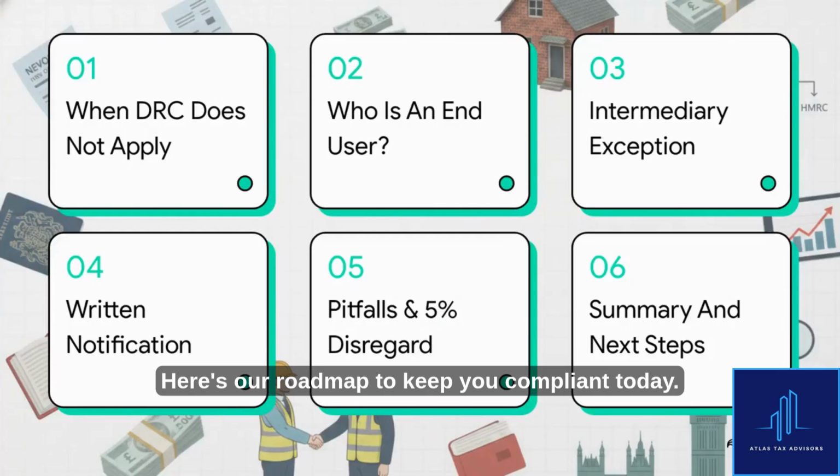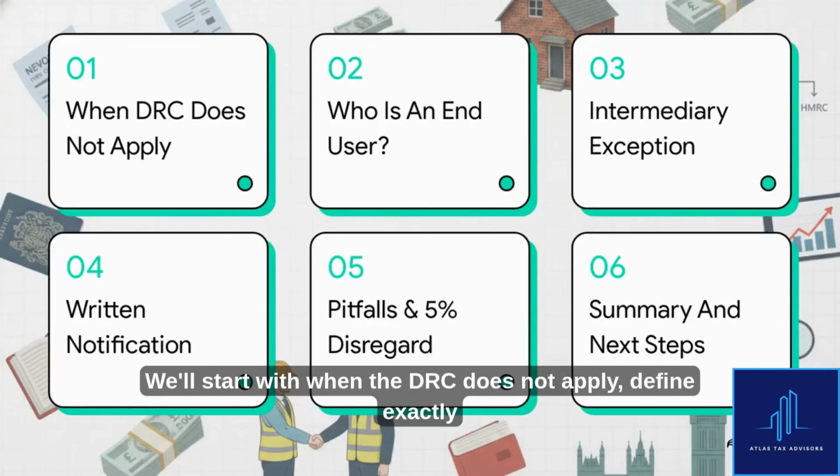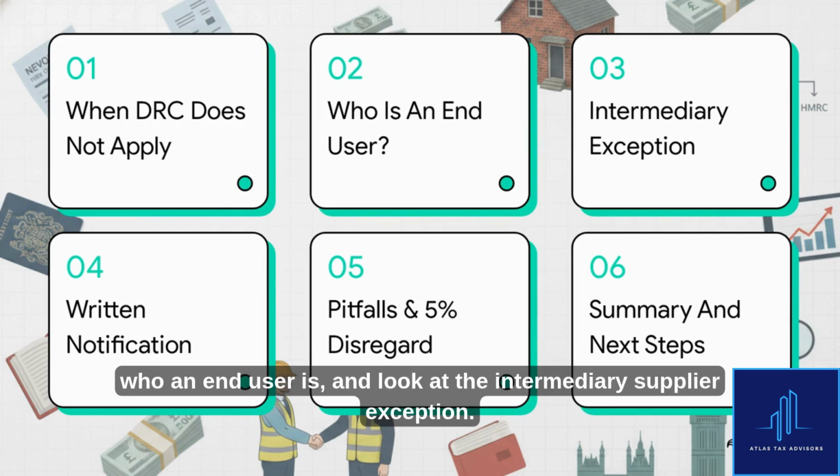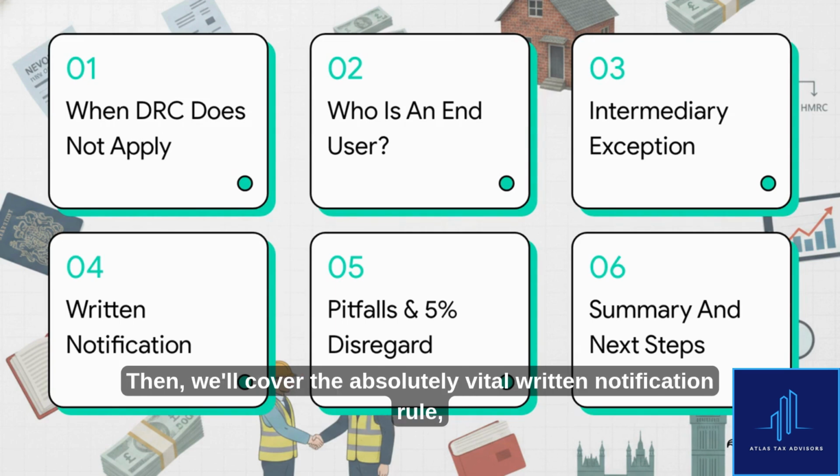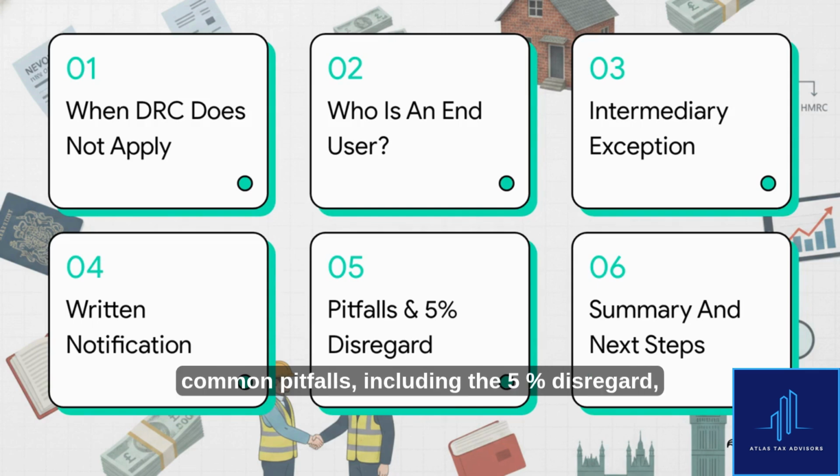Here's our roadmap to keep you compliant today. We'll start with when the DRC does not apply, define exactly who an end user is, and look at the intermediary supplier exception. Then we'll cover the absolutely vital written notification rule, common pitfalls including the 5% disregard, and finish up with a summary and your next steps.